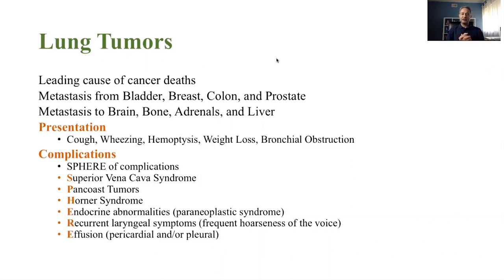Generally, as you can see here, bladder, breast, colon, and prostate are the ones that secondaries come from to the lungs, and from the lungs the secondaries go to brain, adrenals, bone, and liver.